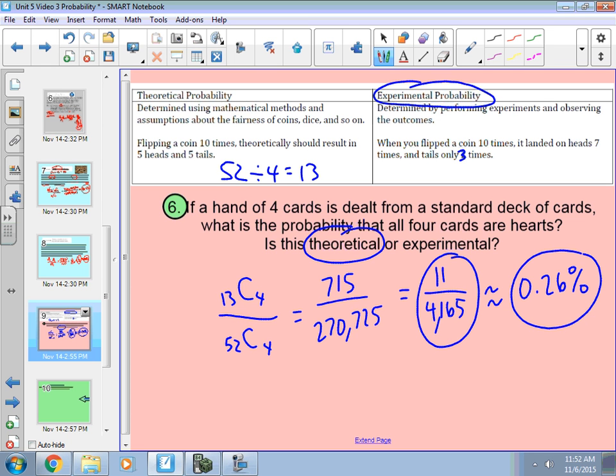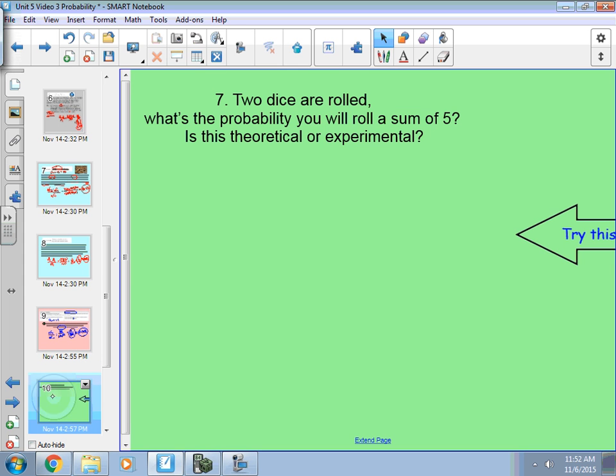All right, let's look at another one of these. Number 7 says, if 2 dice are rolled, what is the probability you will roll a sum of 5? Is this theoretical or experimental? Well, did they give us any results of what the totals were? Nope. So it's not going to be experimental unless you've already had some results come from it. This is another theoretical one.